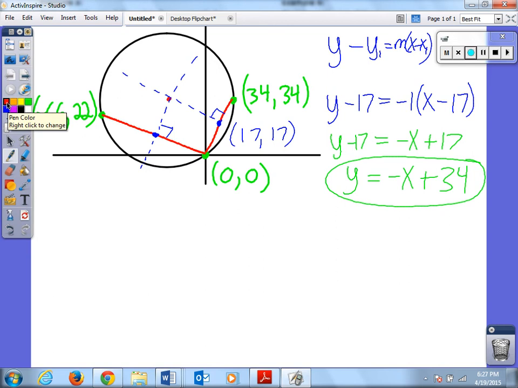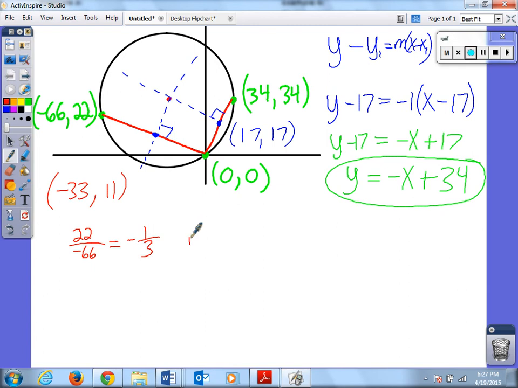We're going to again average the coordinates. So if you average 0, 0 with negative 66, 22, you get negative 33, 11. So those are the coordinates of the midpoint of the chord on the left. The slope then, the rise is 22, run is negative 66. We can reduce that down to negative 1/3.